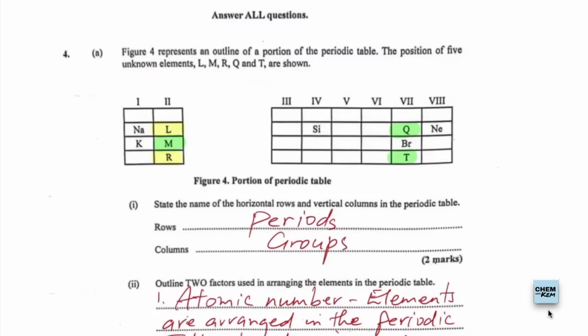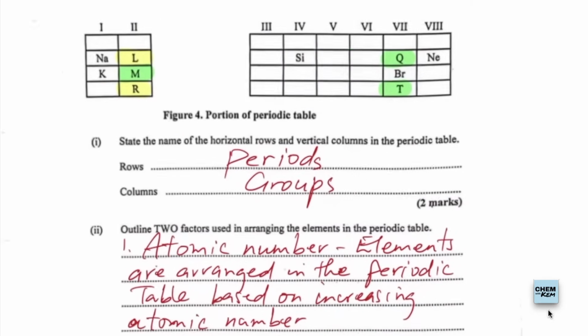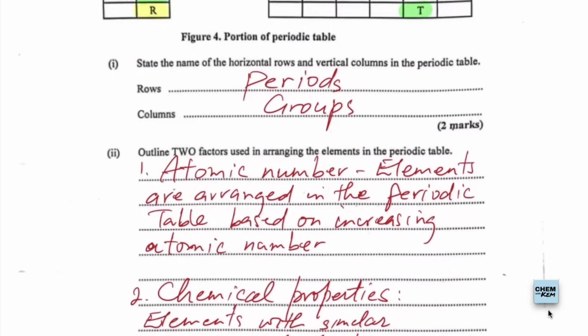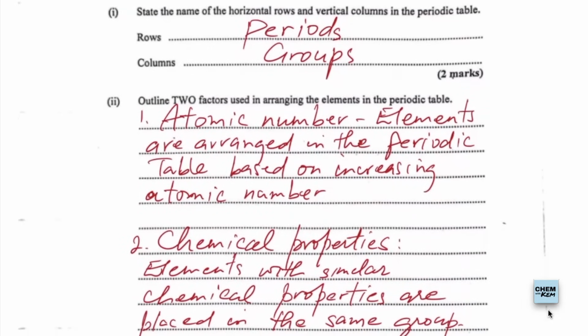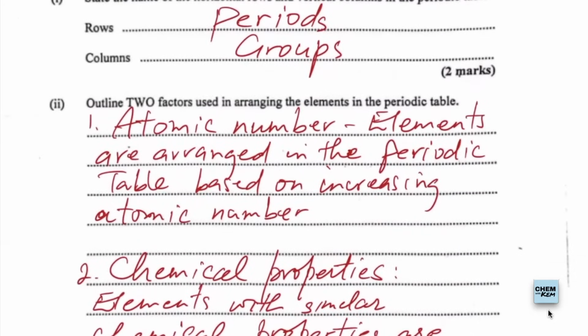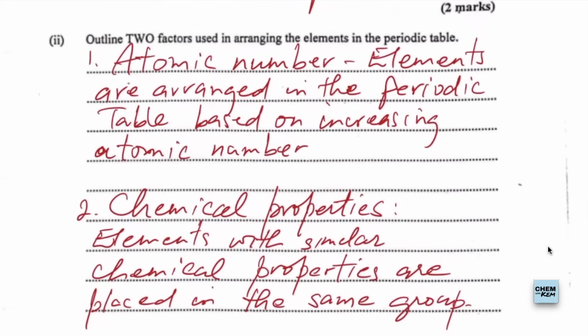Good. They want us to state the name of the horizontal rows and vertical columns in the periodic table. So the rows are called periods and the columns are called groups. They want us to outline 2 factors used in arranging the elements in the periodic table. For 4 marks, we cannot just list the factor. They did not say state or list. So for outline, we would have to give a little explanation, a little supporting information. So atomic number, elements are arranged in the periodic table based on increasing atomic number. Hydrogen 1, helium 2, lithium 3, beryllium 4, boron 5, carbon 6, etc.